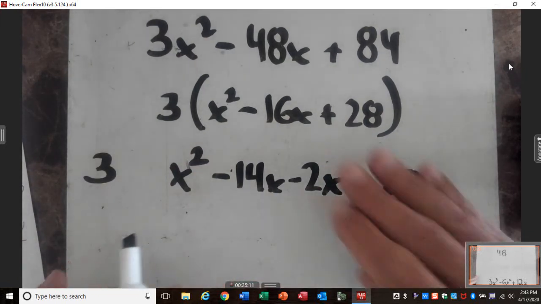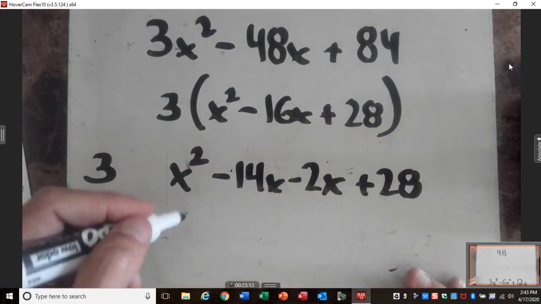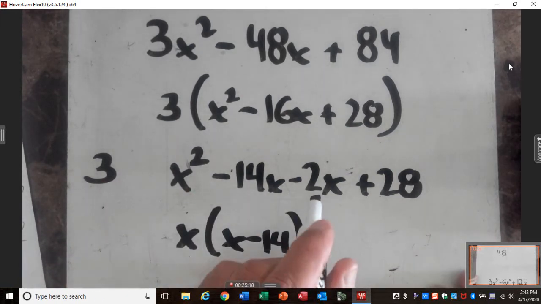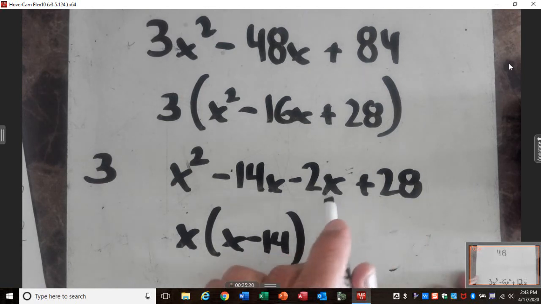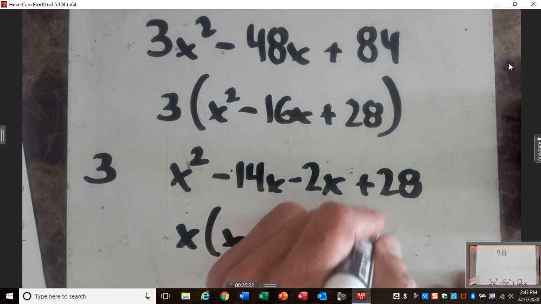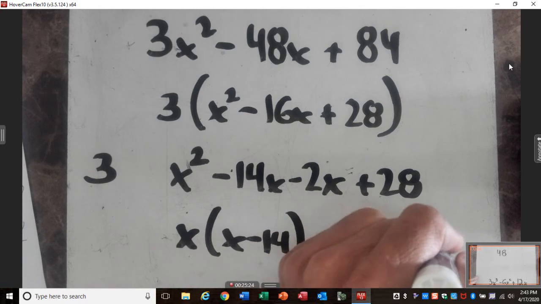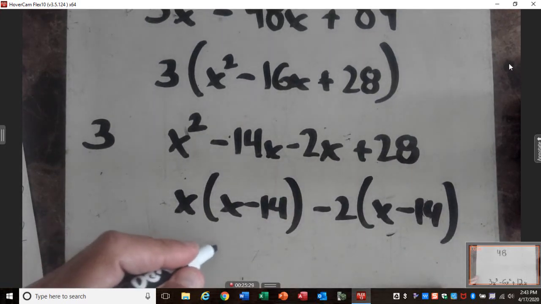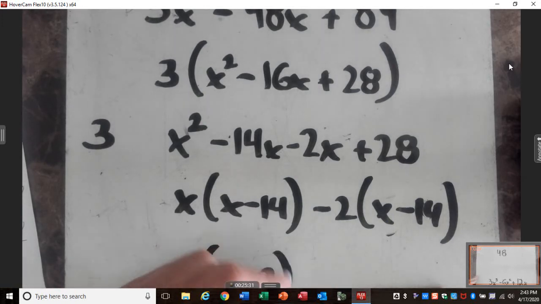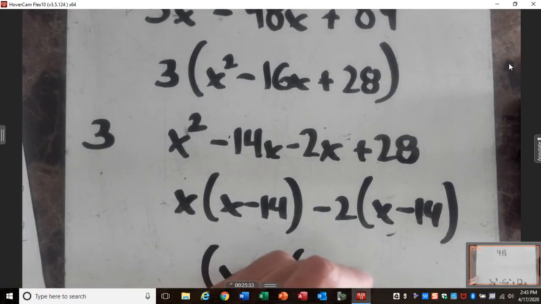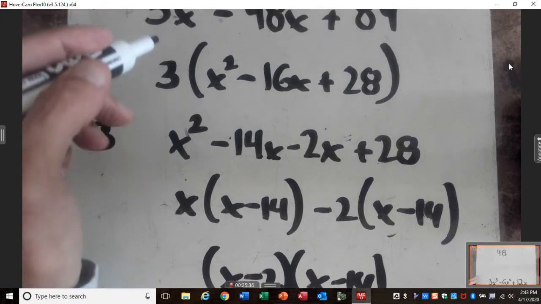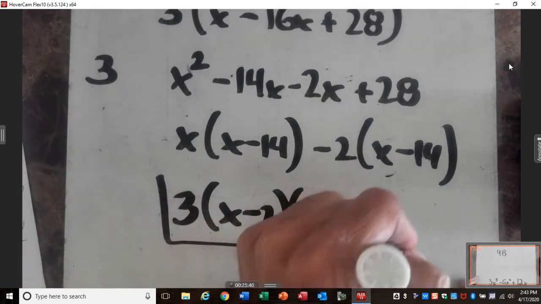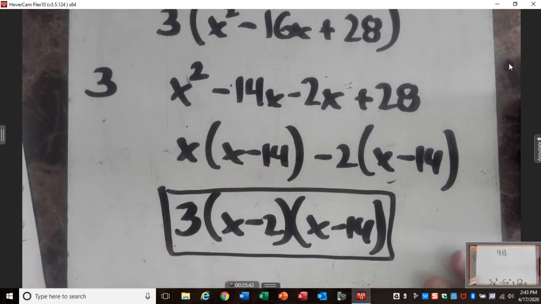Just deal with this. Okay, what's common on the left is an x, so x and then x minus 14. And then you've got a 2 that's common here, but it's a minus 2. And you're going to have x minus 14. So now, your answer is going to be x minus 2, like we've been doing, and x minus 14. But because you factored the 3 out, it has to be part of your final answer. So this is going to be your final answer here.